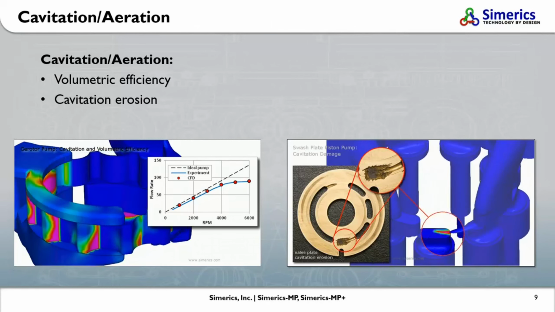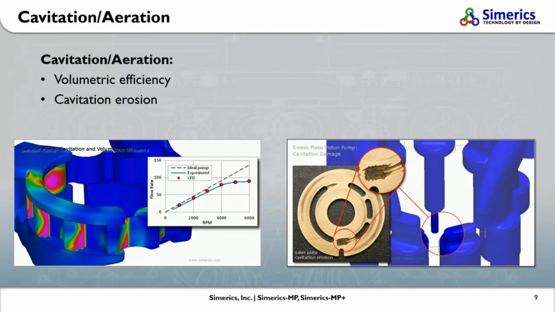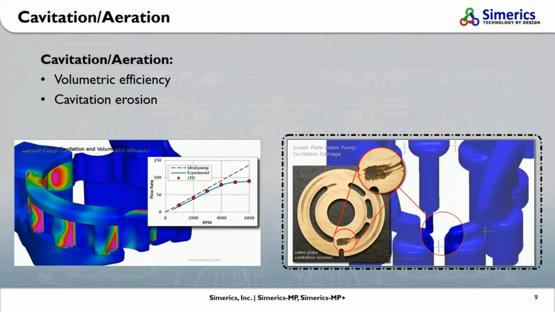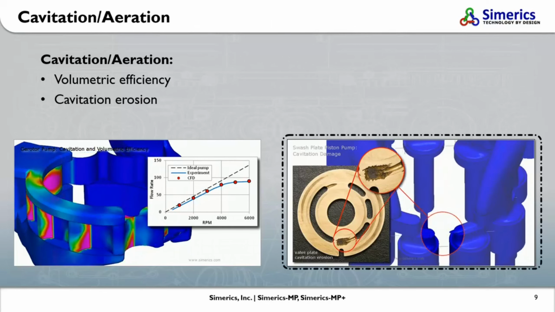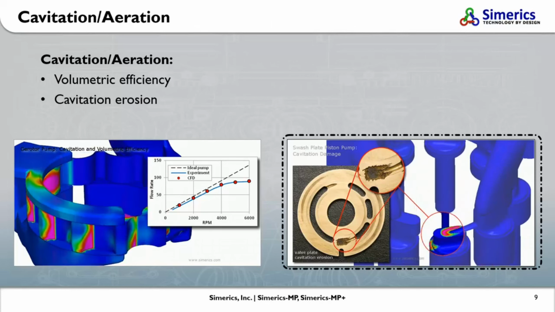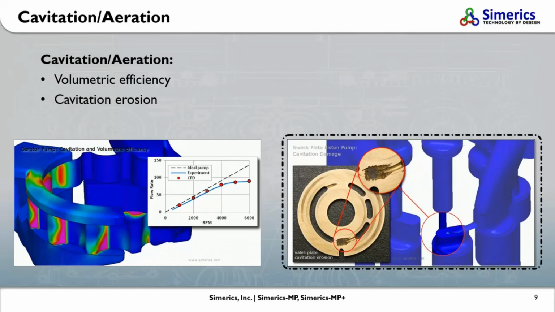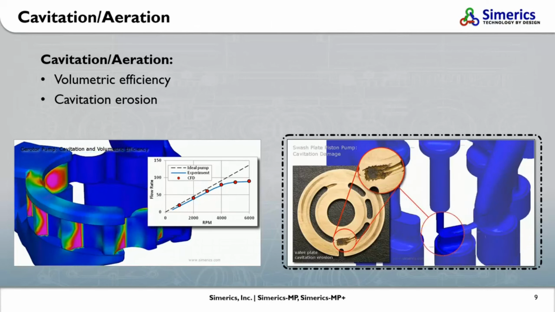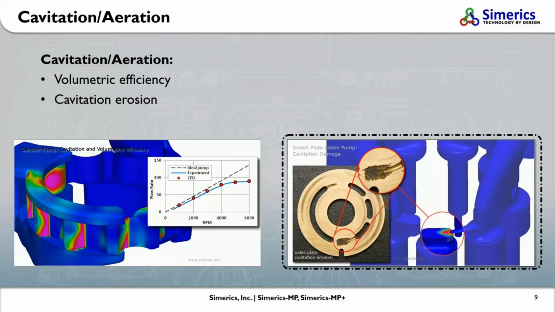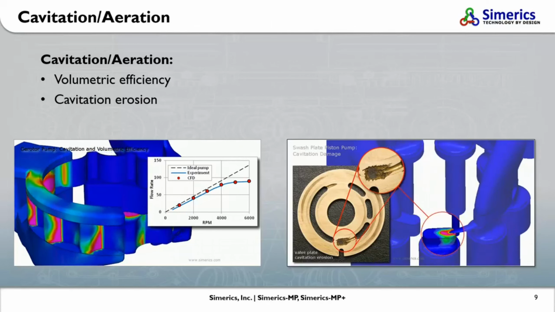The other important cavitation-based analysis is that of cavitation erosion. In the right-hand image, we see the formation of bubbles caused by heavy cavitation near the valve plate. These bubbles can cause massive structural damage over time as they collapse. This phenomenon was fully captured in Simerics MP Plus and proven accurate when compared to hardware testing.